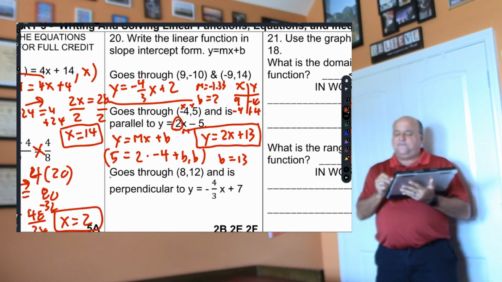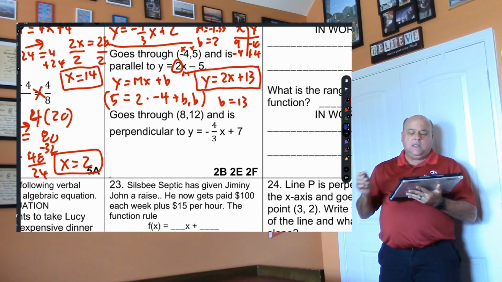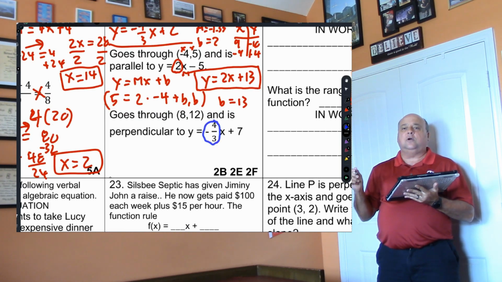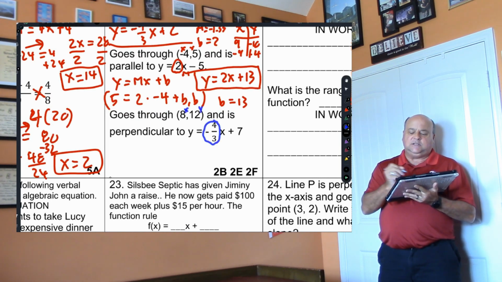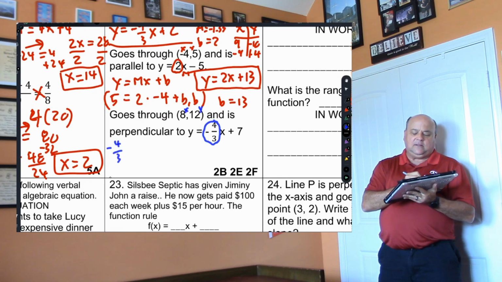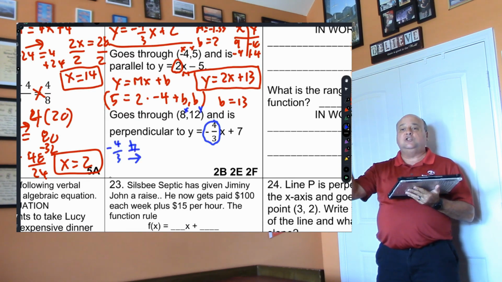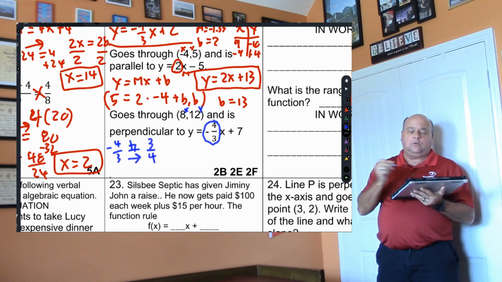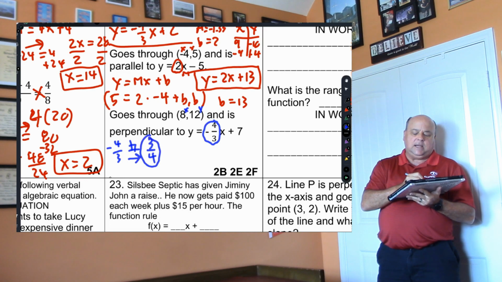Let's go to the next one. It goes through 8, negative 12, and is perpendicular to negative 4/3. So this is my x, this is my y, and I got to get this new slope, don't I? So I'm going to get a perpendicular slope. I'm going to switch the negative to a positive and flip the 4 over 3. So this right here is my m.